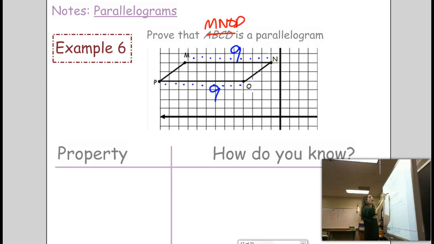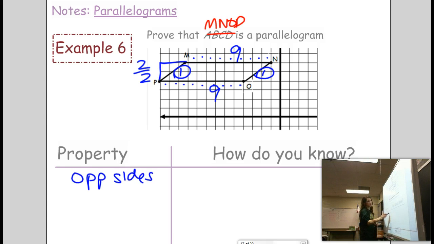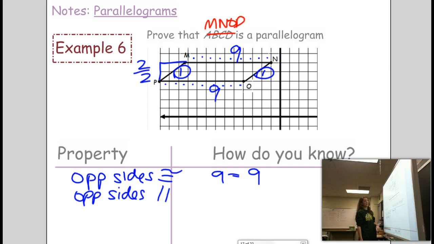What's their slope? Up 2 over 2. What slope is that? That is the slope of 1. Very good. What's the slope of this? Up 2 over 2. What's the slope? 1. So, we already found that opposite sides were congruent because they both equaled 9. 9 equals 9. And then we know that opposite sides are parallel. Look at dot M there, it kind of got a little off. So a slope of 1 and a slope of 1.